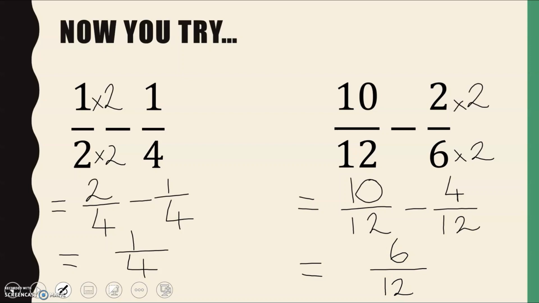Now, I wonder if any of you spotted, 6 and 12 are in my same times table. They can both be divided by 6, so I need to simplify. And that is going to simplify to 1/2 is our answer. Well done if you managed to simplify that as well at the end there.